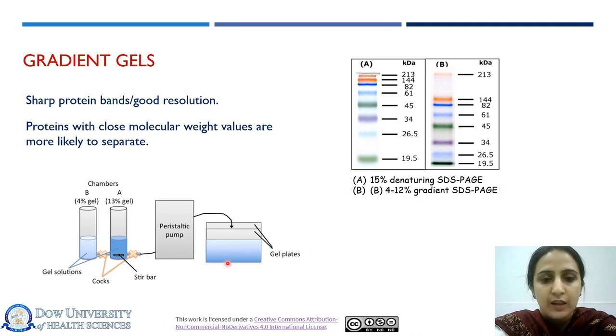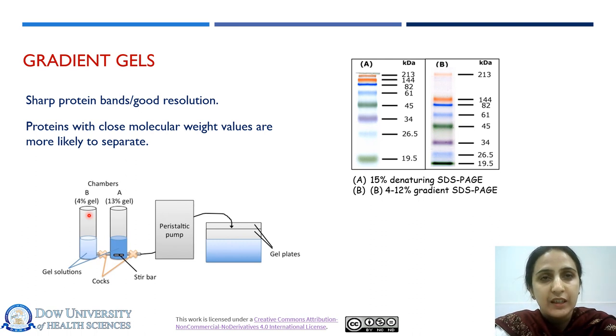Then we connect an outlet tubing and place it into the two glass plates in which we are polymerizing the gel. With the help of the peristaltic pump, we start taking the highest percentage gel solution from chamber A and pouring it in between these plates. As a result, at the bottom, we have the highest percentage gel. Once a small level of the unpolymerized gel solution has entered, we open the knob here and turn on the magnetic stirrer.